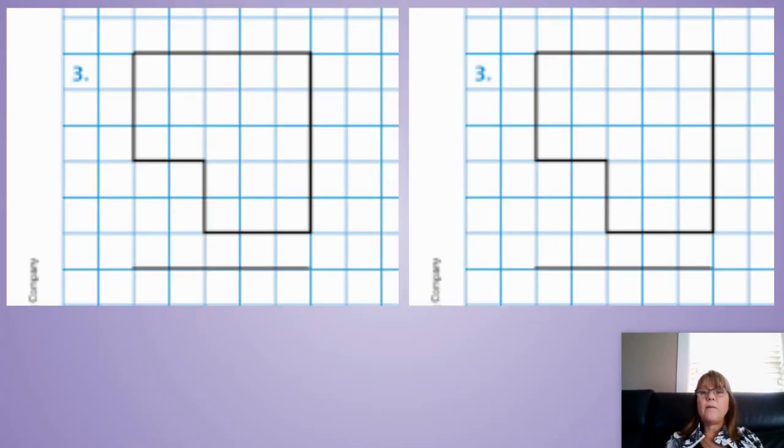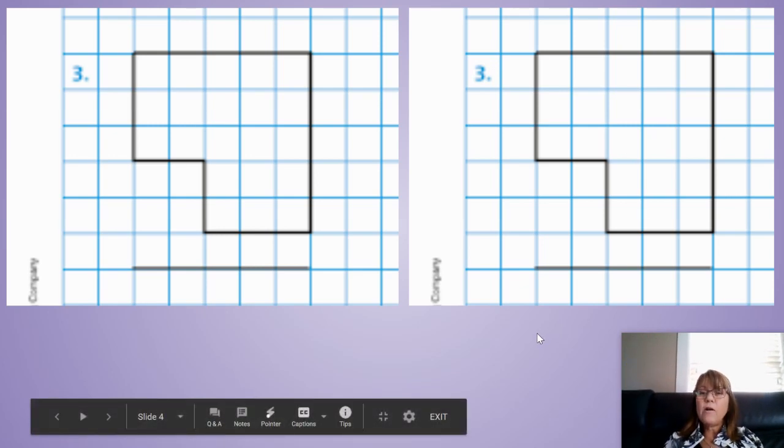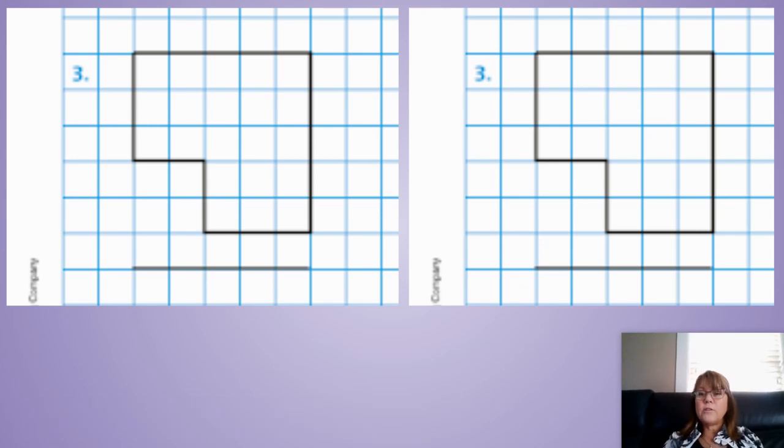All right, number 3. I've got 2 of them here. I'm going to show you 2 ways to do that, but I first want you to try number 3 on your own. So pause it right now, try number 3, and then we'll check it 2 ways, and you can check if your answer is accurate. Go ahead and pause.